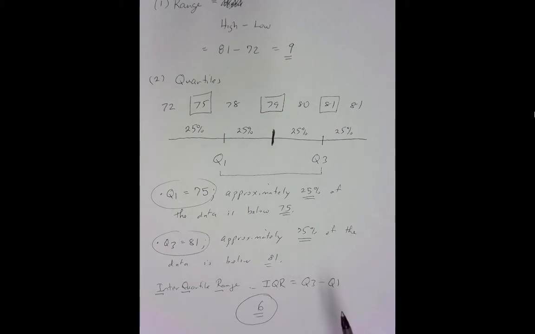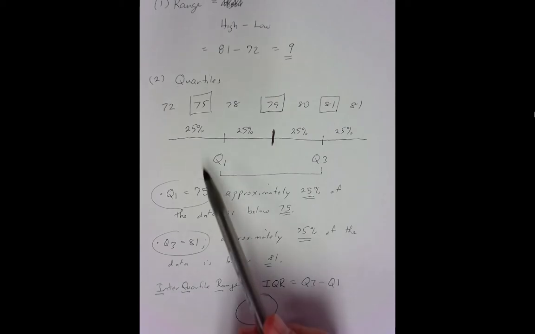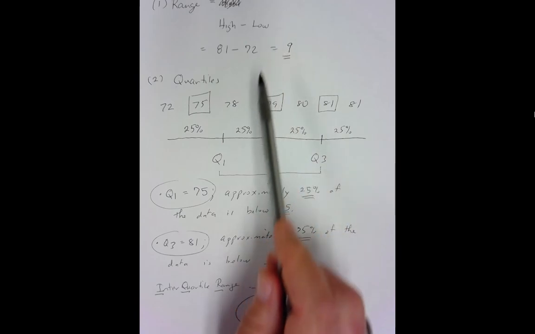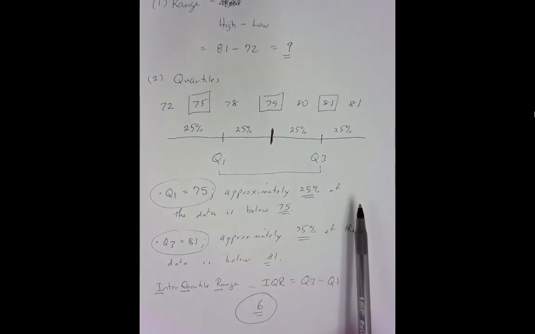The bigger picture that I'm trying to get to is, when is the quartile better than the range? When is the mean better than the median? When is the standard deviation better than these quartiles and range? So we'll get to that in a later video.